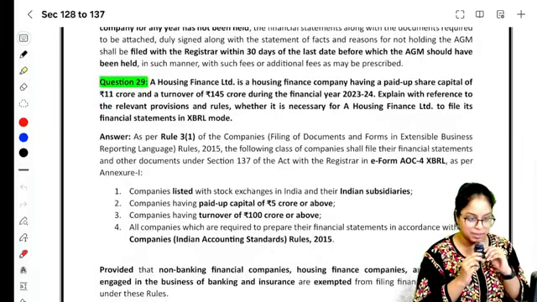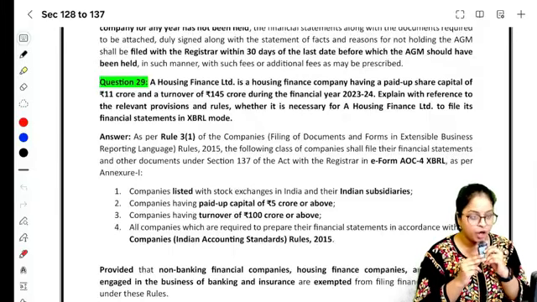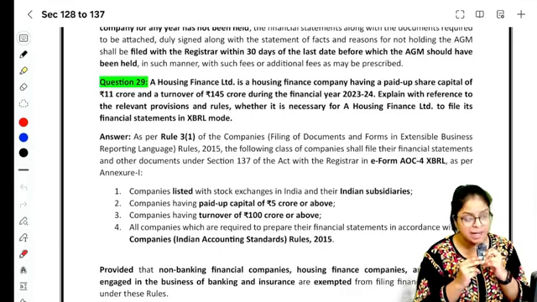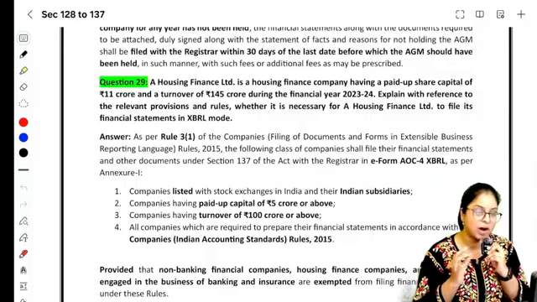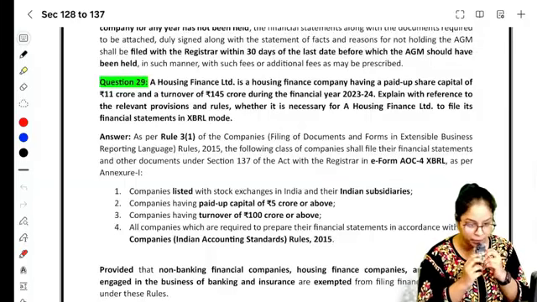A Housing Finance Limited is a housing finance company having a paid-up share capital of 11 crores and turnover of 145 crores during the financial year 2023-24. Explain with reference to the relevant provisions and rules whether it is necessary for A Housing Finance Limited to file its financial statement in XBRL mode.